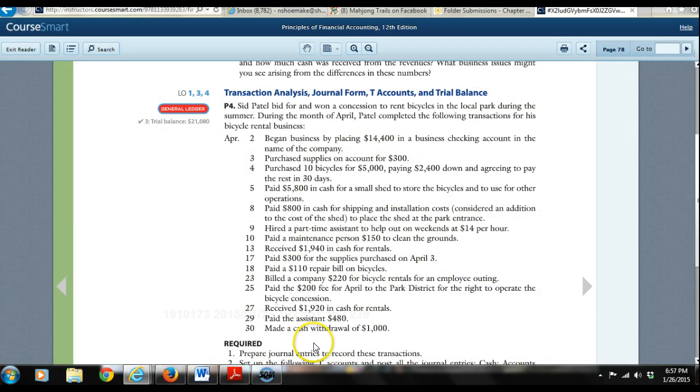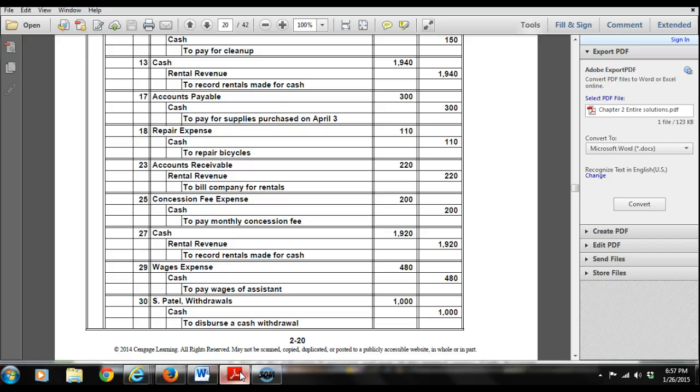Last, we made a cash withdrawal of $1,000. With the cash withdrawal, it doesn't tell us it's related to a specific activity. This is for the owner. So we will show the withdrawal account has a normal debit balance. Patel withdrawals $1,000 is a debit, and we will credit our cash for $1,000.